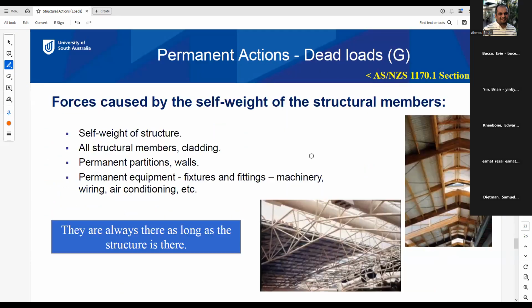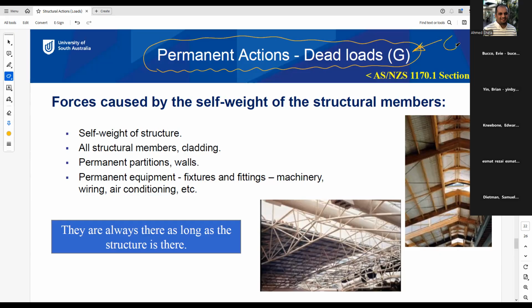Okay, so let's start with the permanent action or dead load. The first type of load we may have on a structure is the permanent action or dead load. The dead load in the standard gets the symbol G. So G refers to dead loads, and you can find the dead load in the Australian Standard 1170.1 section 2.